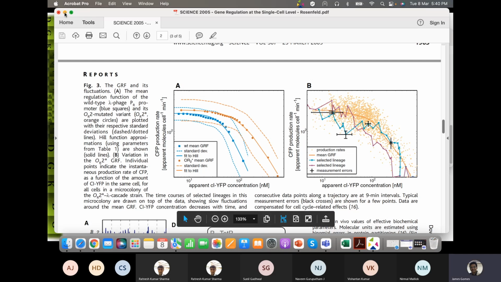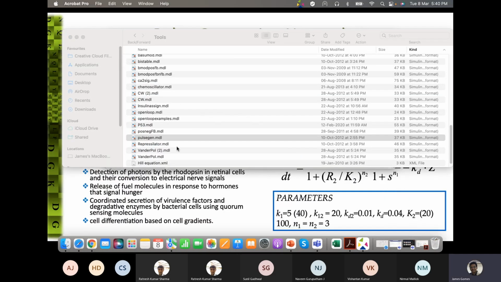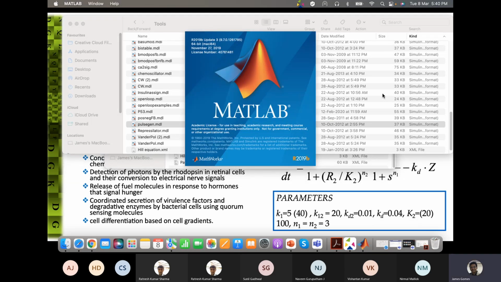I don't know if MATLAB is coming up or not. I hope it comes up. It's coming up, okay. While it comes up, any questions?